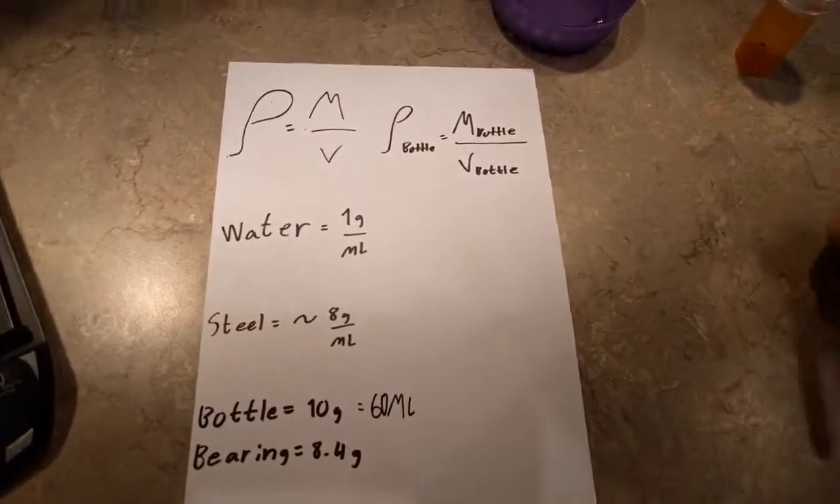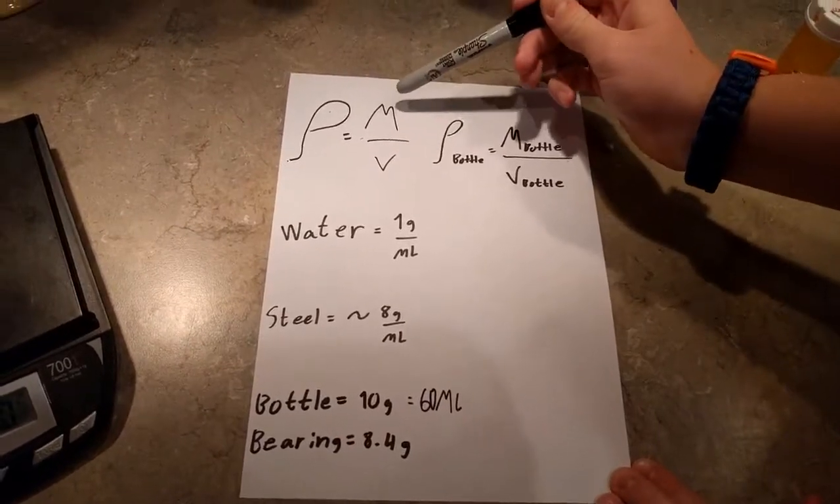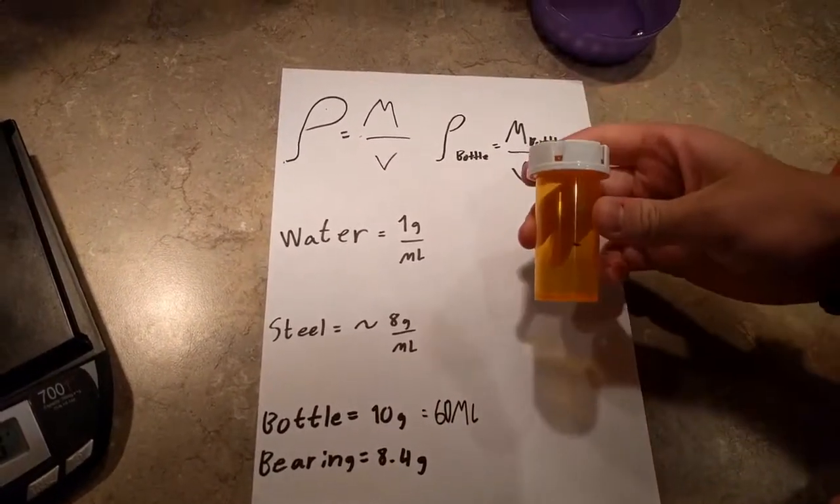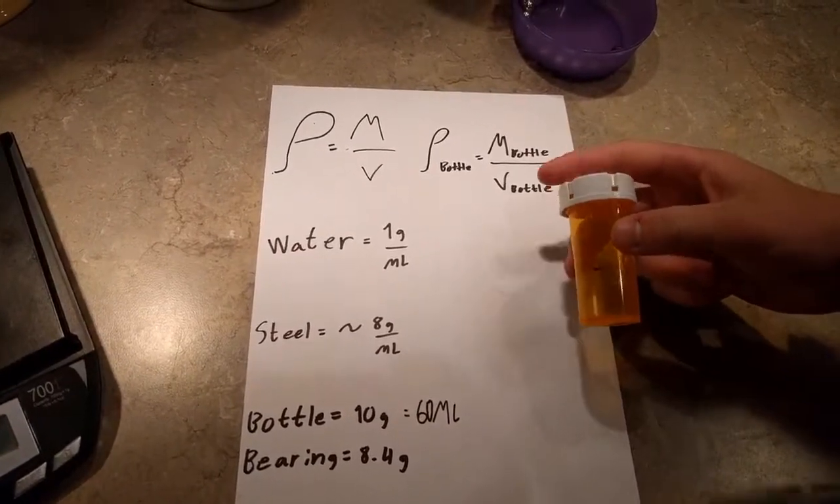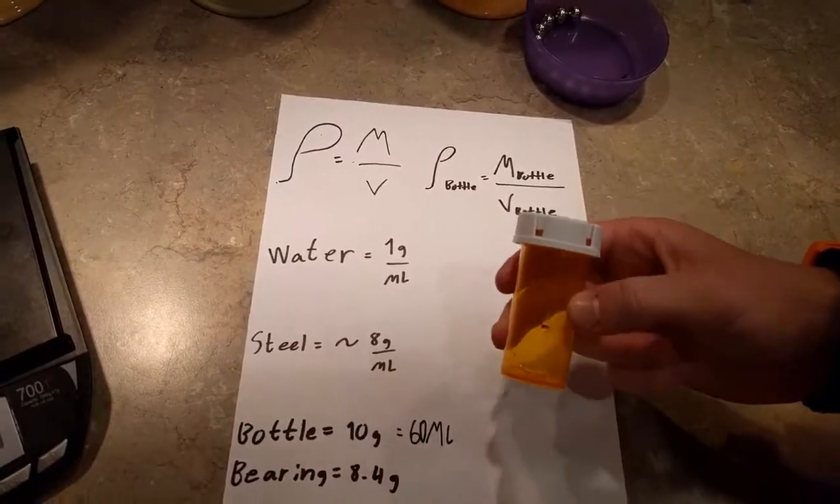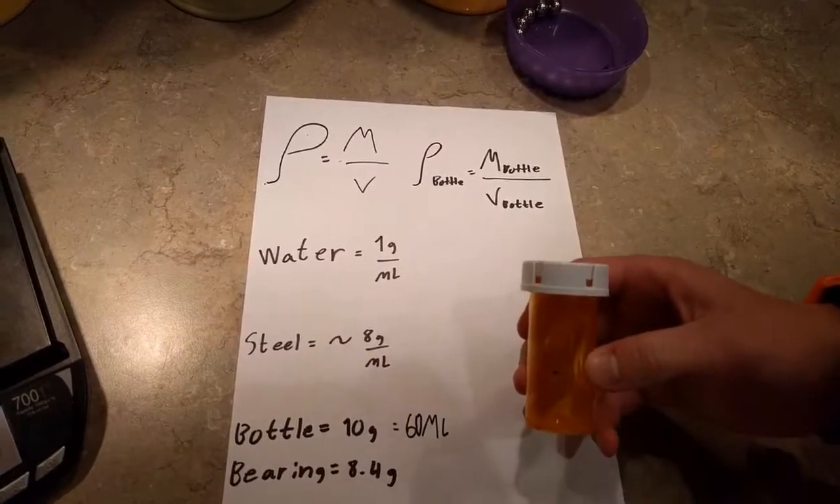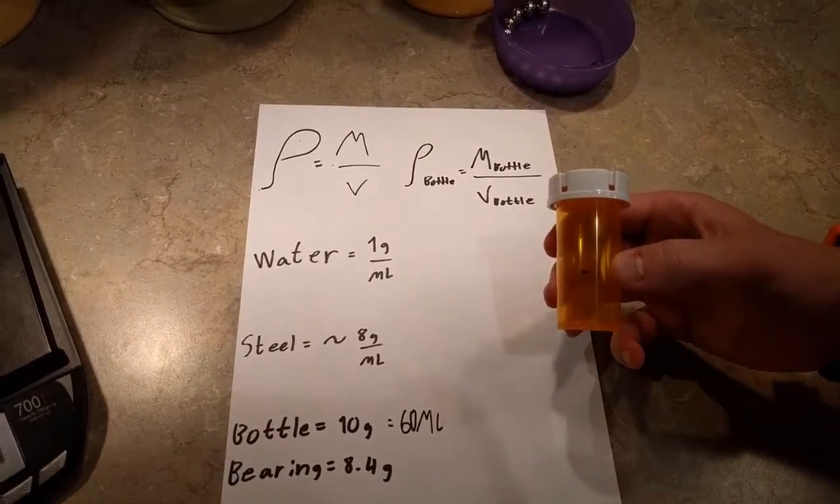Alright, so a little review of density. Remember, we use the symbol rho for density. It's just equal to an object's mass divided by its volume. So for the test container that I'll be using, this pill bottle with the label removed, its density is equal to its mass divided by its volume. Because its volume is fairly irregular, with a lot of nooks and crannies, I've used water displacement to find its volume, and it's around 60 milliliters.